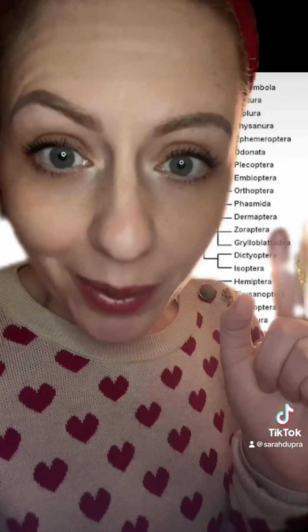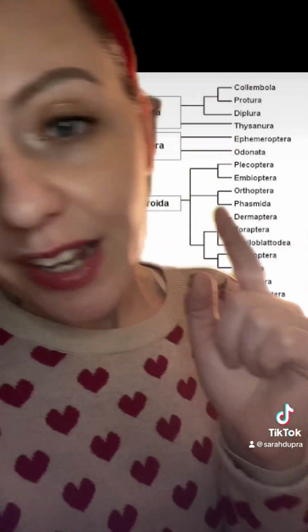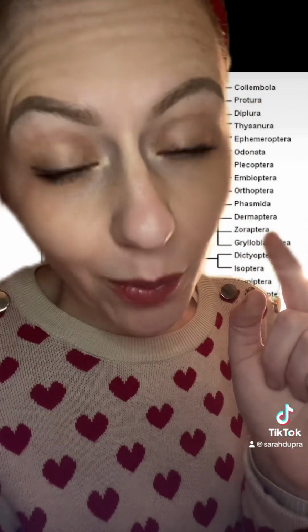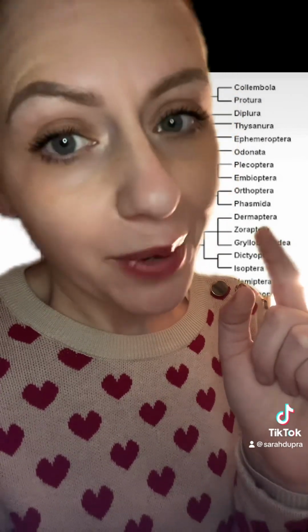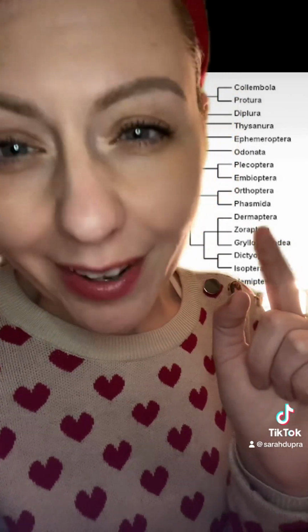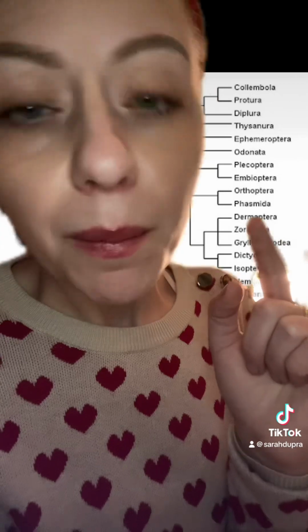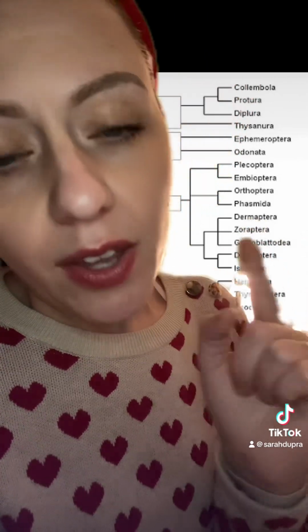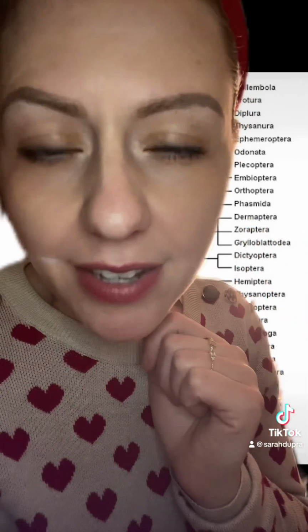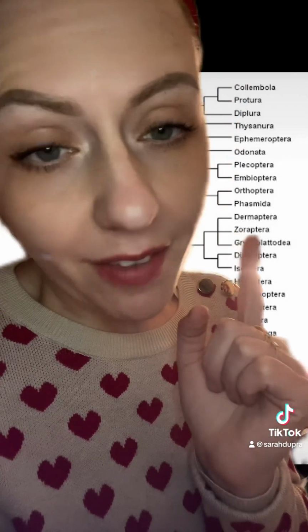Dermaptera are earwigs. And are they a Neoptera? Yes, earwigs have wings. Do they use them? Not really. They don't like using them. They're kind of clumsy if they do fly. But yeah, earwigs have wings. Zoraptera are angel insects, very hard to find. Also, I have yet to find one.